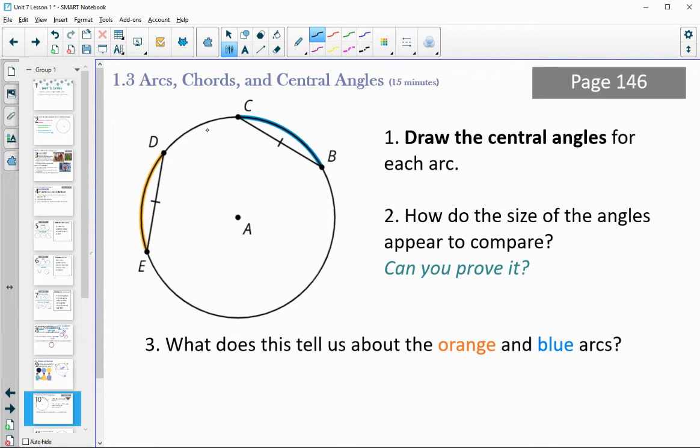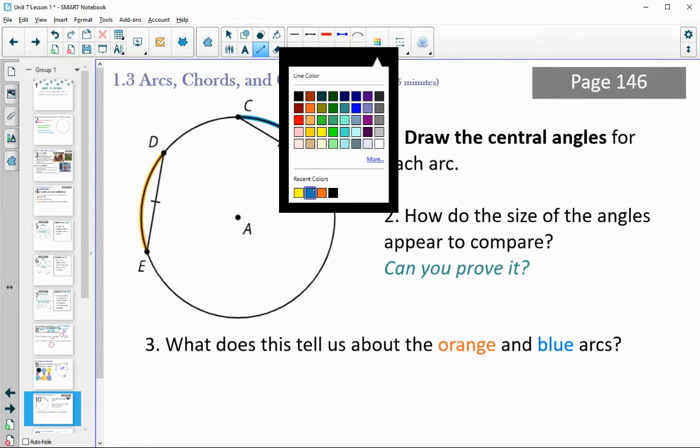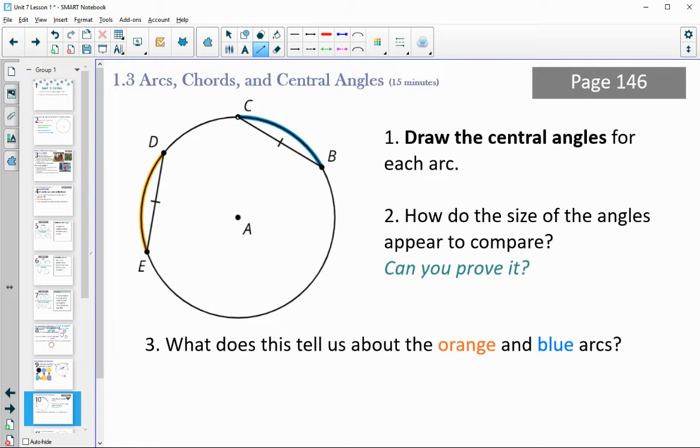All right, then let's take a look on page 146. So this one says draw the central angles in for each arc. So we see these arcs, and then just draw the central angle associated, so from the endpoint into the middle. So there's the central angle for the blue arc, and then here's the central angle for this orange arc.